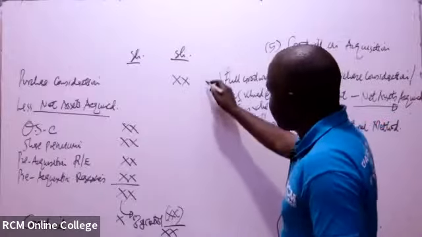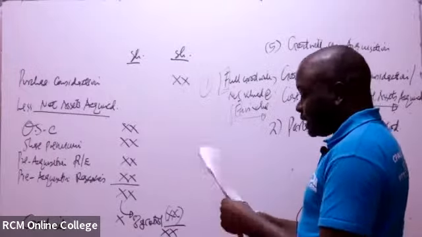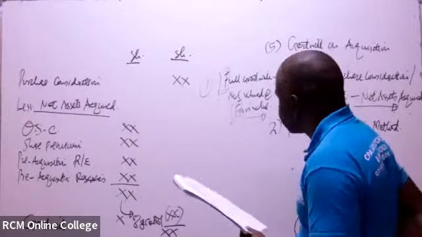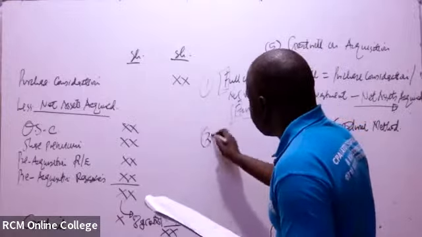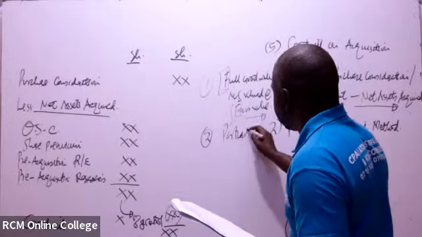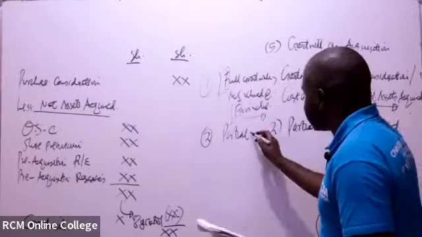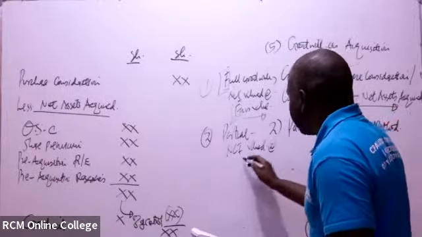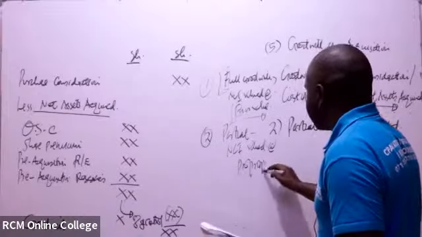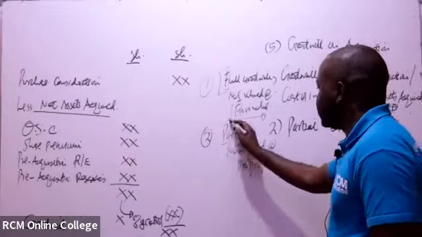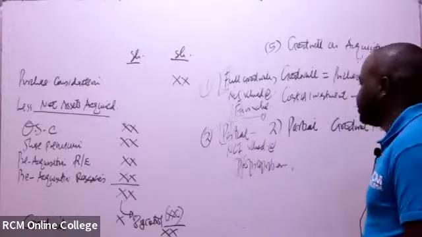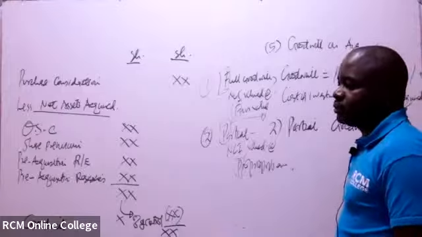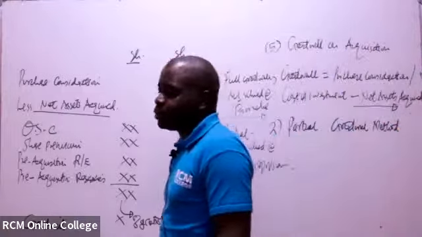When you see in the additional information that the NCI is measured at their proportionate share, this one you use the partial method. P and P. At their proportionate, he wants you to use the partial to calculate that goodwill.